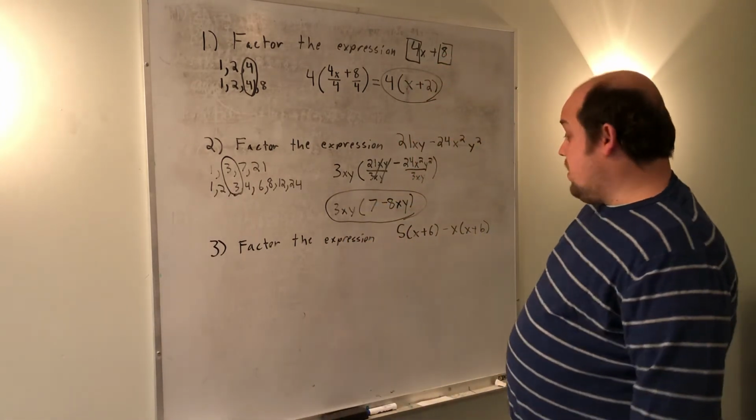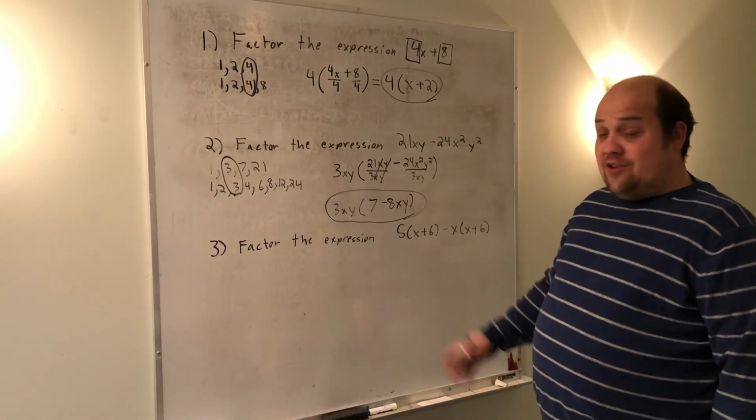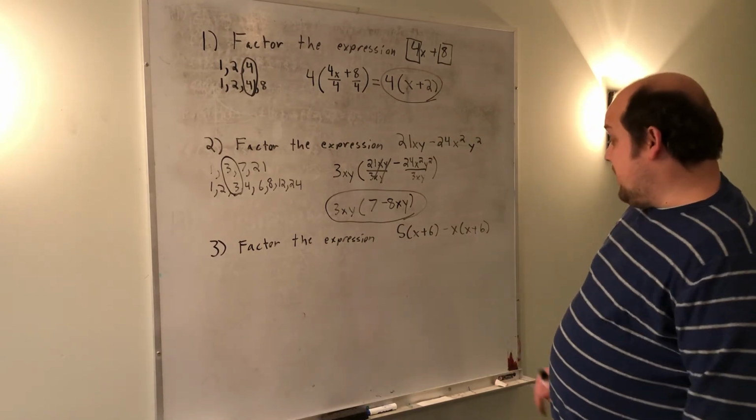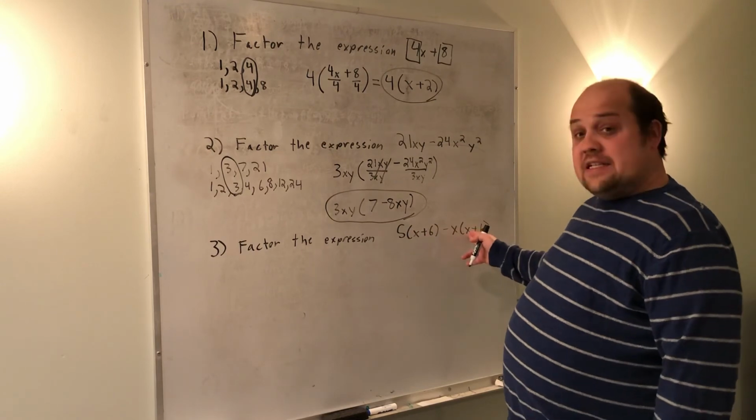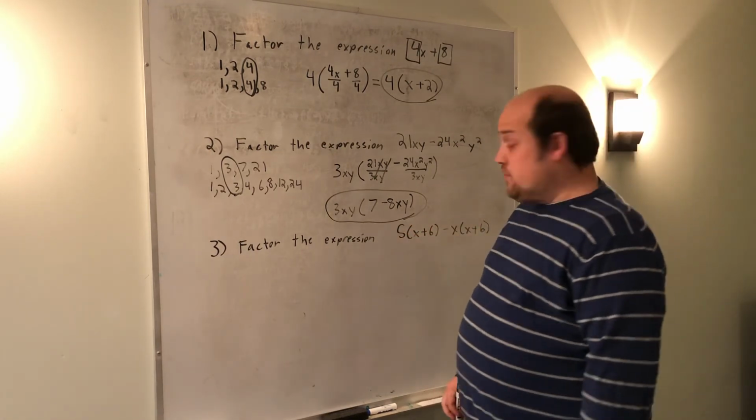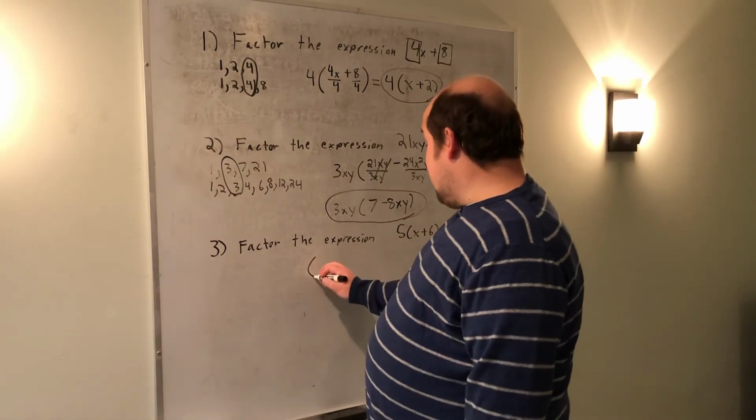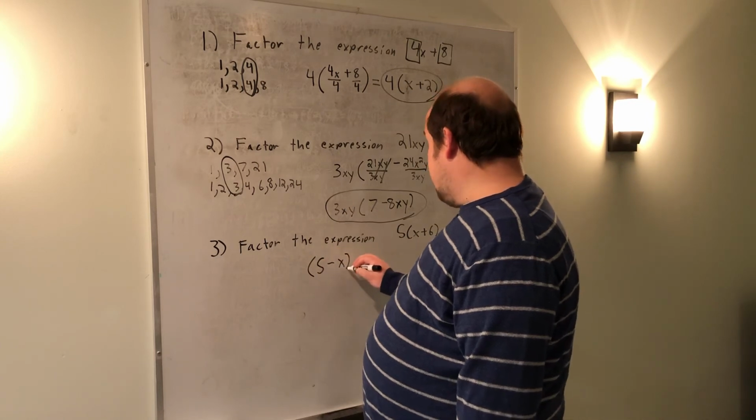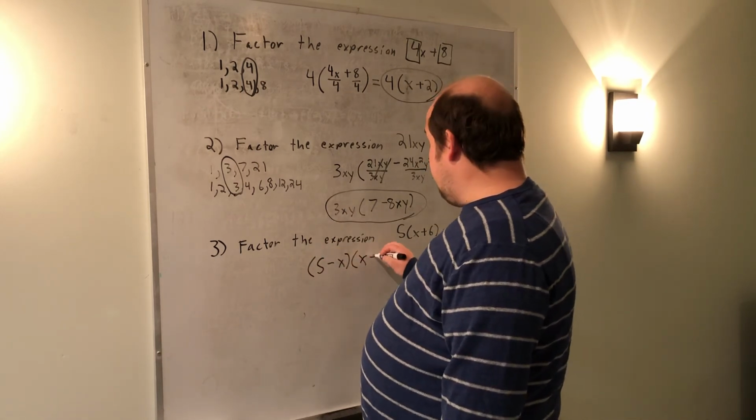Final question here is one where it's just asking me to do the very last step of factor by grouping. I already have the same insides, so all I'm doing is rewriting outsides times insides. In this case, outsides, 5 minus x, times insides, x plus 6.